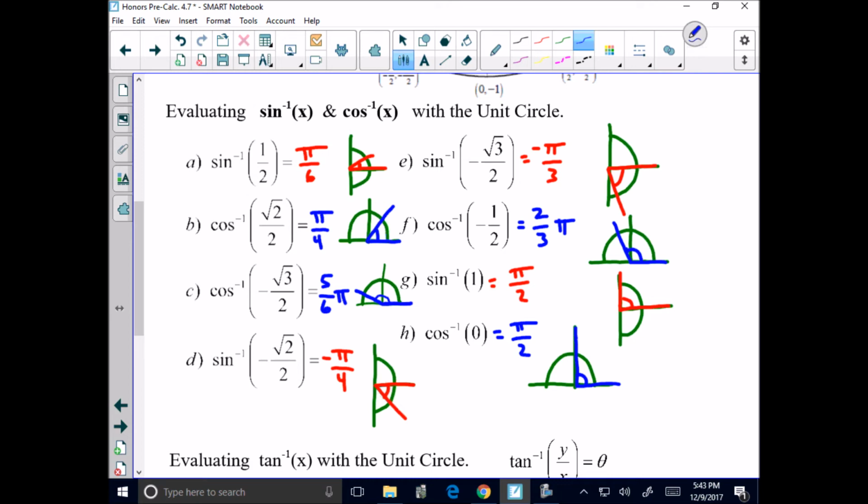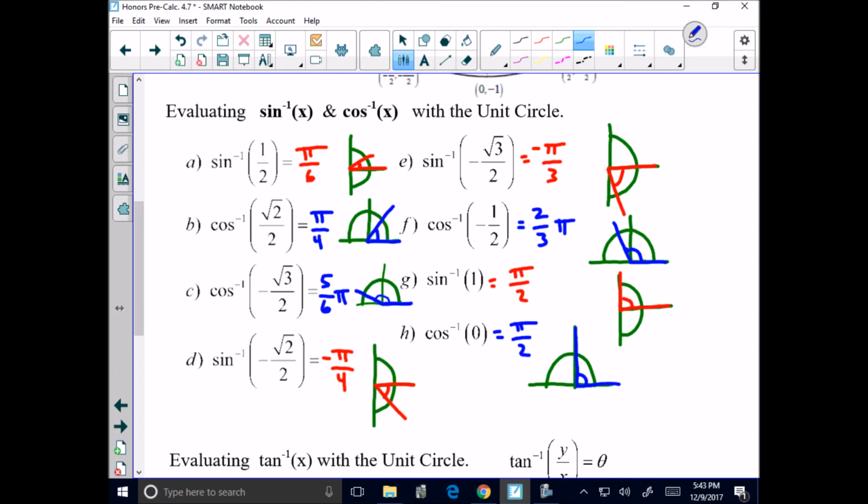If we're looking at where we have inverse cosine of negative square root of 3 over 2, that's going to be a rotation into the second quadrant that is 5/6 pi, or 1/6 of pi in the second quadrant. Inverse sine of negative square root of 2 over 2 is going to be the rotation on the right half of the unit circle, where we get a y value of negative square root of 2 over 2, and that is going to be the rotation down 1/2 quadrant rotation to negative pi over 4.